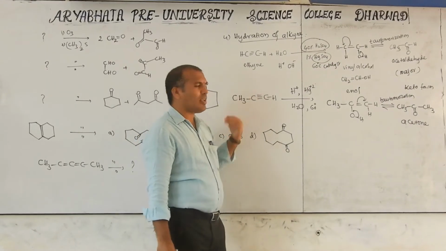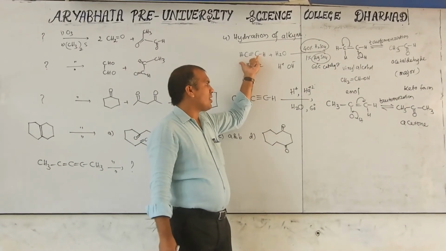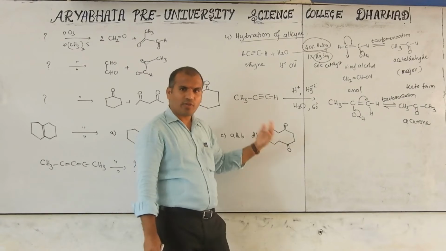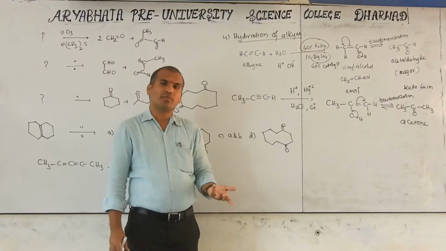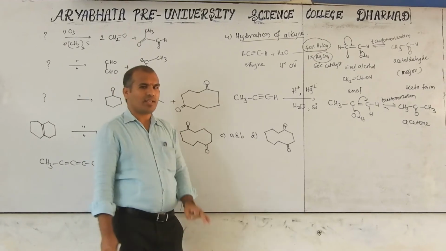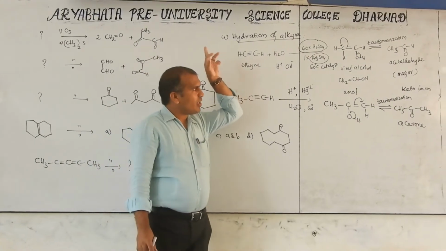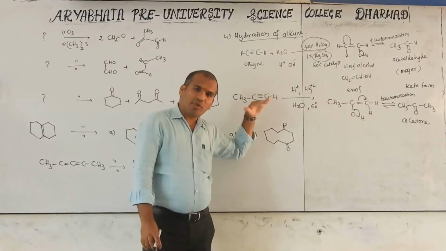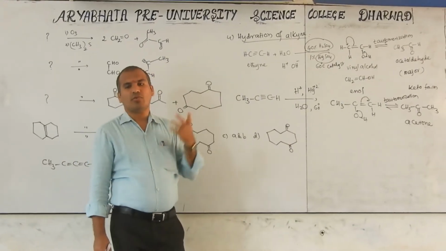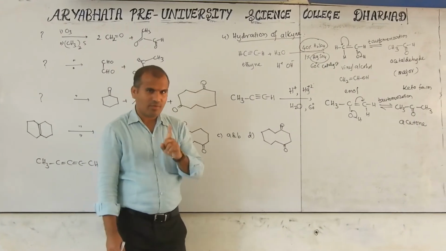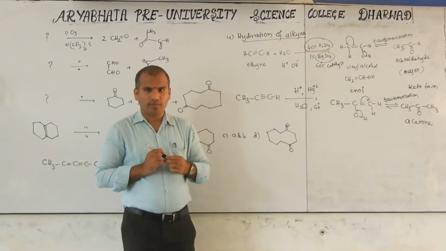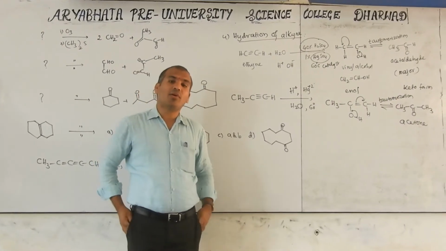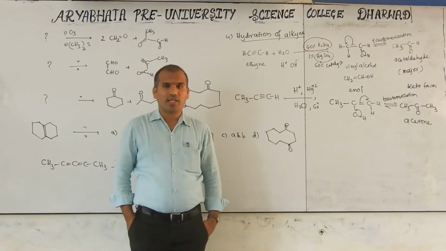Why? This is the next alkyne only: the 2 carbon alkyne, then the 3 carbon alkyne. If you take the 4 carbon alkyne also, which does it give? Ketone. So carefully observe that ethyne only gives the aldehyde, and all the remaining alkynes give the ketones. But one thing you have to remember: when you are following the Markovnikov rule, sometimes it undergoes rearrangement, which gives a stable carbocation.